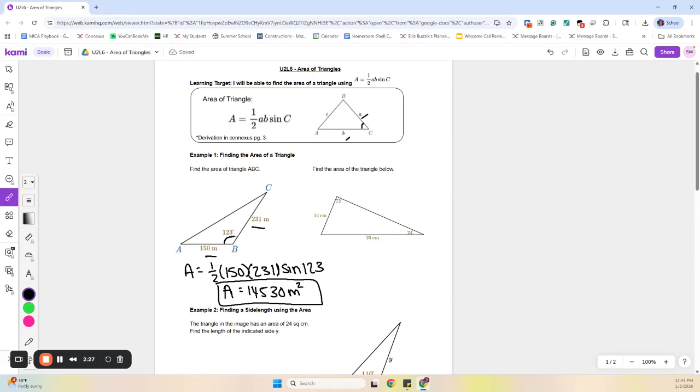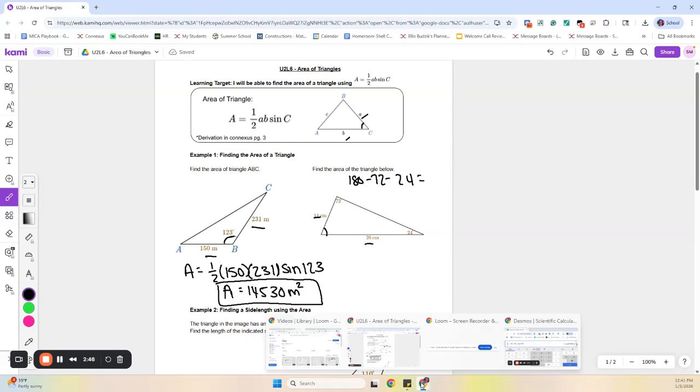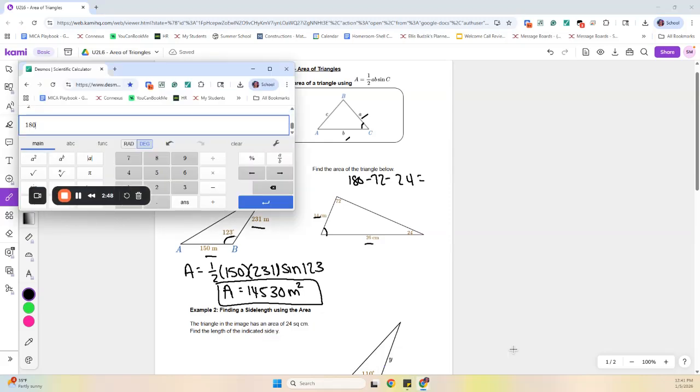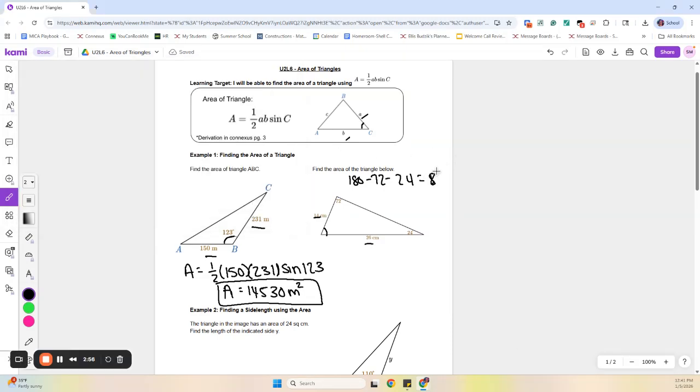Next one, same thing. Now, they have our two side lengths. They give us two angles, but we don't have the included angle, which is what we need. But we can figure that out pretty easily because I know angles in a triangle add up to 180. So I can do 180 minus the 72 that I got, minus the 24 that I got, and that gives us 84. That means our missing angle is going to be 84 degrees here. And that's the angle I'm going to use because it's in between my two sides.